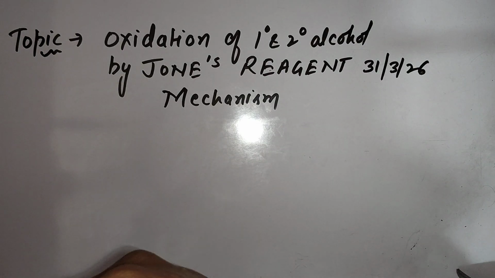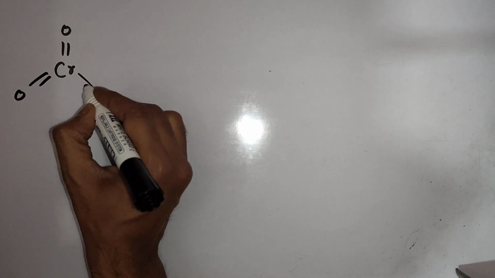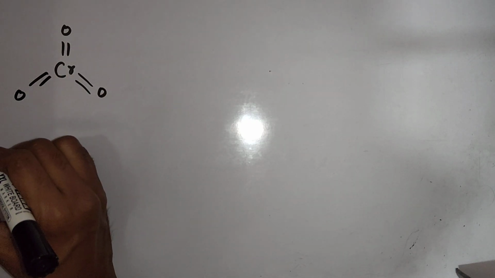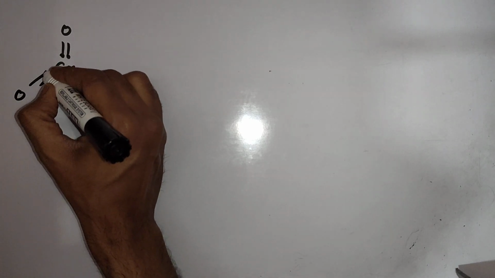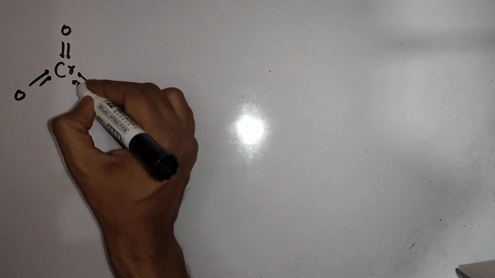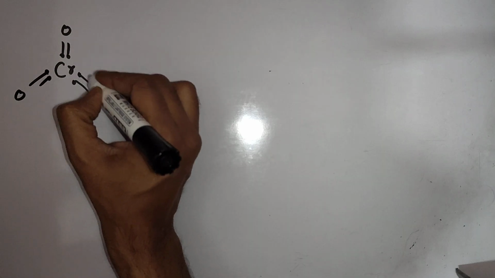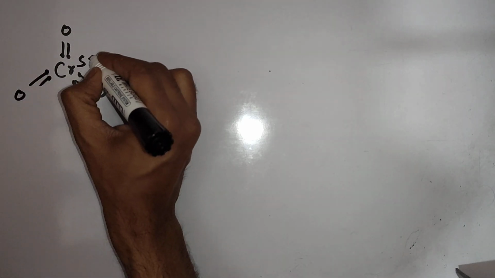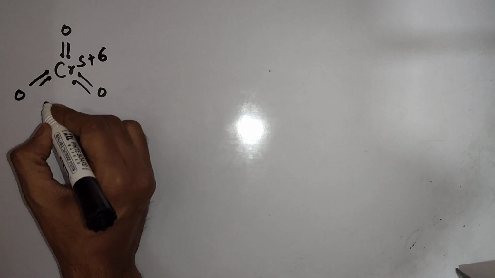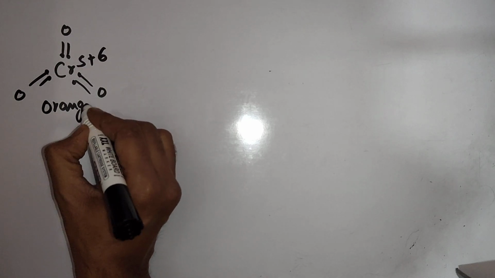So first let's understand what is the composition of Jones reagent, how it is generated in lab. For making Jones reagent, the very first reagent that we require is chromium trioxide, in which chromium is making 6 covalent bonds with 3 oxygen, sharing 6 electrons. And as you know, oxygens are more electronegative than chromium, so these 6 electrons are passing toward oxygen. That's why this chromium is carrying partial plus 6 charge. It's an orange color compound.